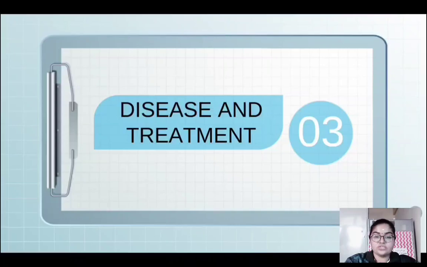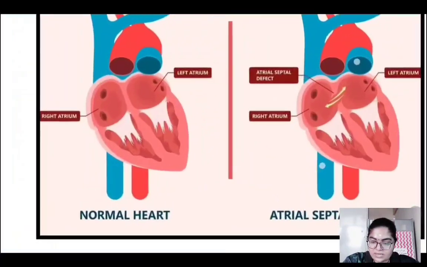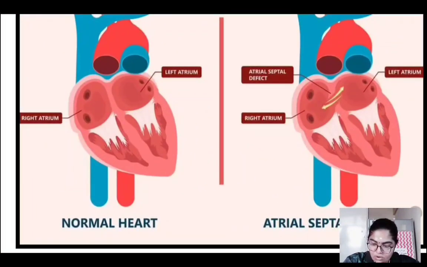Now let us look at disease and treatment. So I'm going to talk about atrial septal defect. Atrial septal defect means, as we can see here, there is a hole between the right atrium and the left atrium. This makes oxygenated and deoxygenated blood mix. This usually occurs in infants that have been given birth or in toddlers.